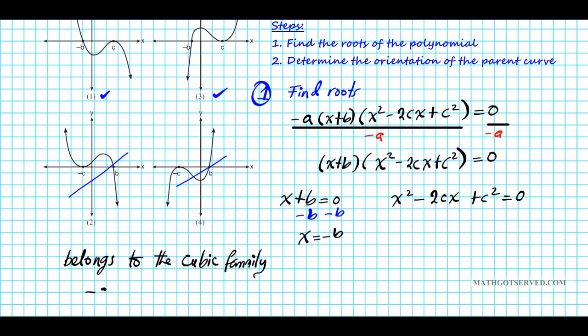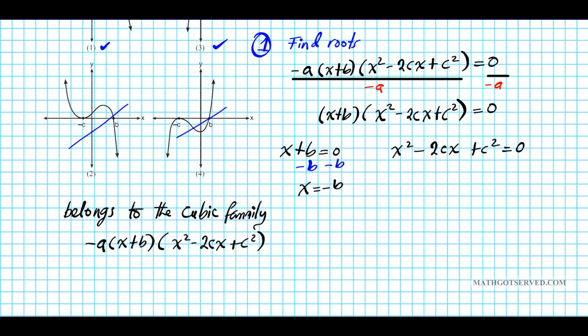Well, consider this. You have negative (x plus b) times x squared minus 2cx plus c squared. Now, all you have to do is multiply the highest degrees of x in each quantity, okay? So this is x to the first power, this is x squared. If you multiply them together, that tells you the degree of your polynomial, which is third degree, okay? Now, if you notice, in this polynomial, the sign is negative, okay?